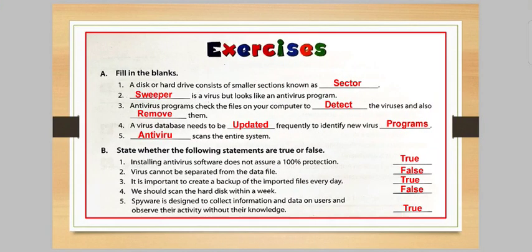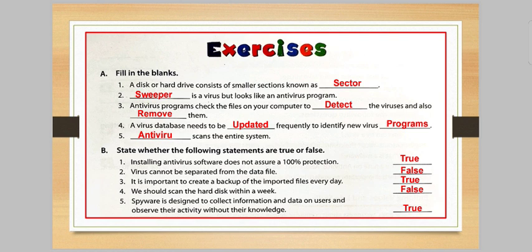A disk or a drive consists of smaller sections known as sectors. Next, sweeper is the virus that looks like an antivirus program. In my previous video I already discussed the sweeper virus. Next, an antivirus program checks the files on your computer to detect the viruses and also remove them. Next, a virus database needs to be updated frequently to identify new virus programs.